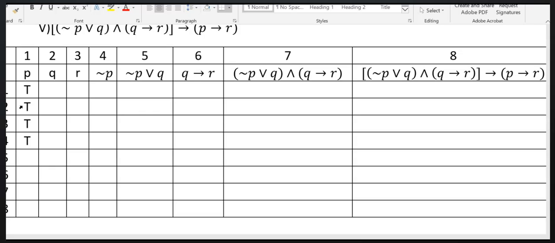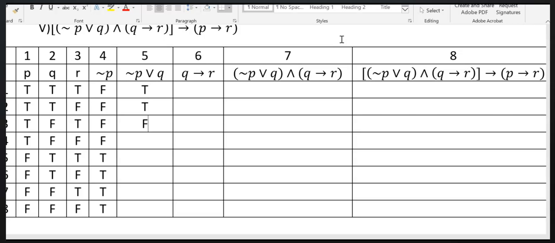P is four T, four F. Q is double T, double F. R is TF, TF. Negation of P is FF, TT. Negation of P or Q is T, T, F, F, T, T, T, and T. Now Q implies R is T, F, T, T, T, F, T, F, T.